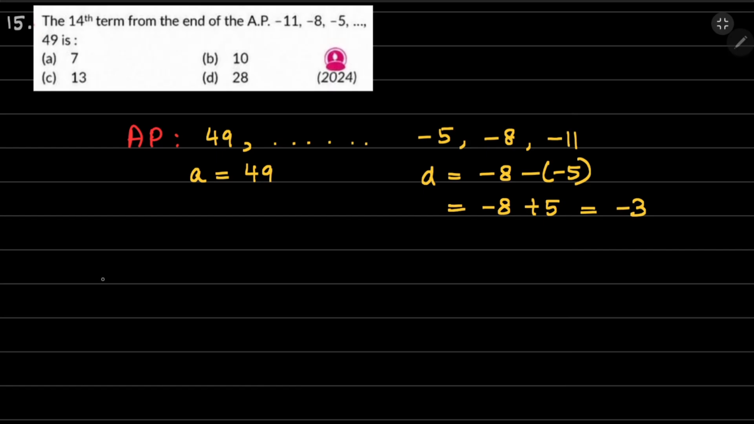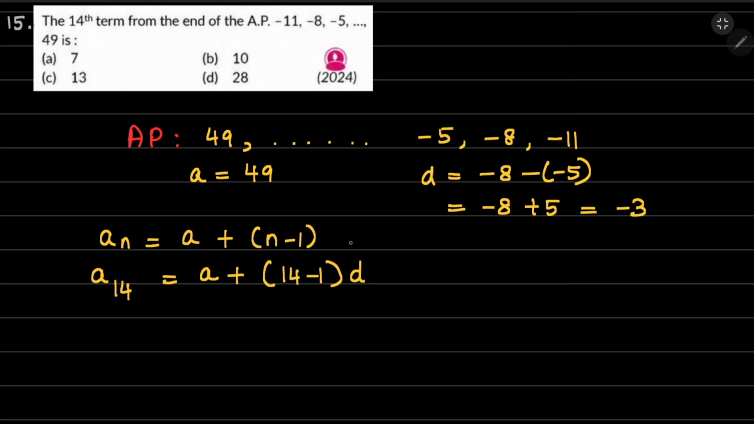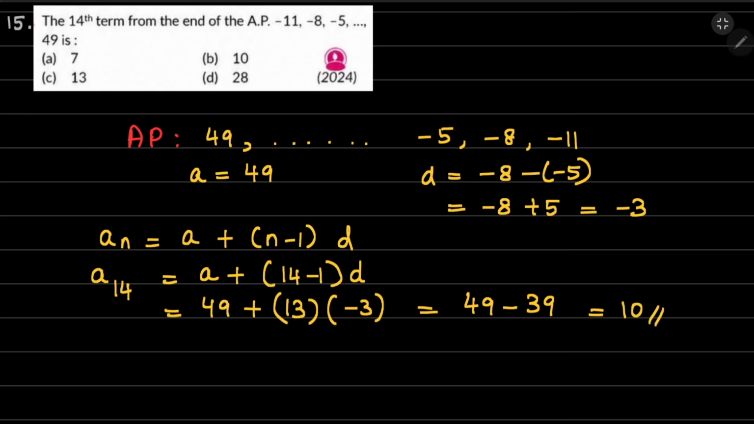Right? So the 14th term, A14, can be calculated using the formula A plus 14 minus 1 into D. Right? AN equal to A plus N minus 1 into D. So A is 49 plus 13 multiplied by D, which is minus 3. So 49 minus 39, which is equal to 10. So the 14th term will be 10.